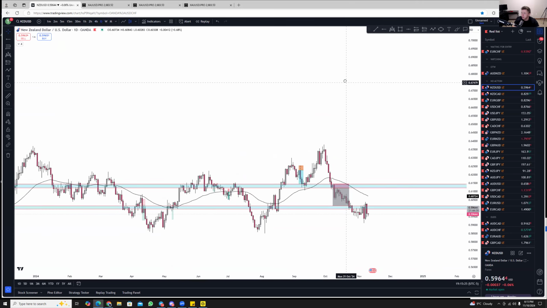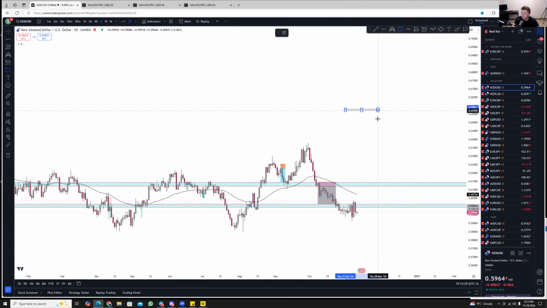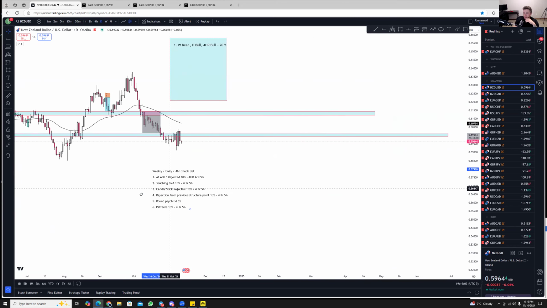Okay, so let's get this written down for you guys so we don't forget. Weekly bearish, daily bull, 4 hour bull, resulting in a 20% trade. We're looking for buys already, just looking at this, get our little cheat sheet.